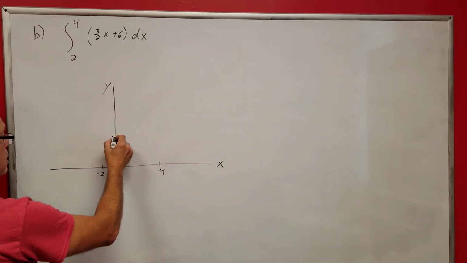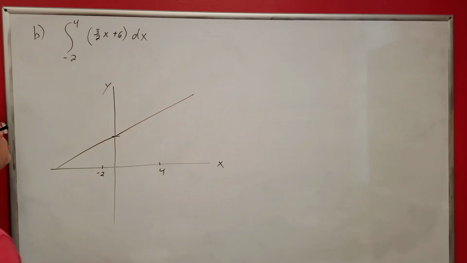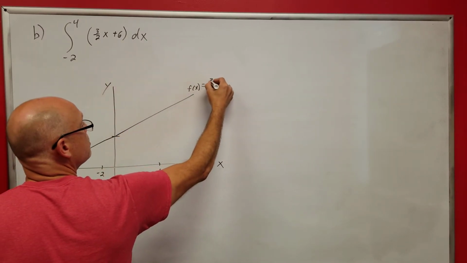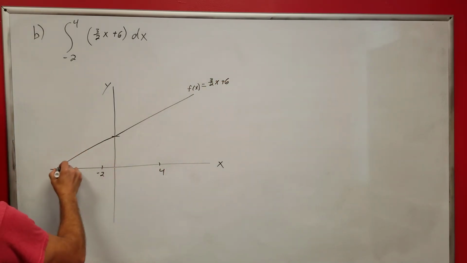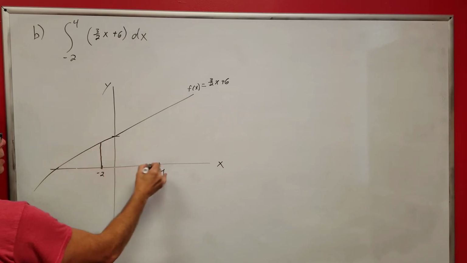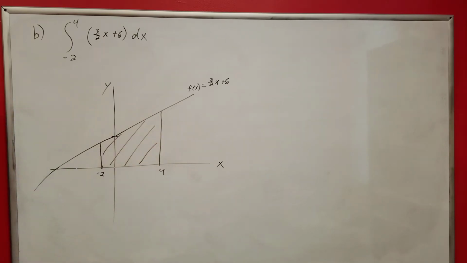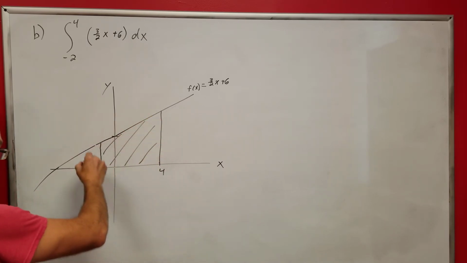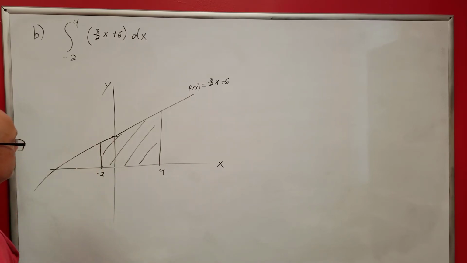So I know my line's going to do something like this, right? That's f of x is equal to 3 halves x plus 6. Now I want this area from negative 2 to 4 right here. So I want this area under my curve. Now, what is the height right here? Because this figure makes a what? Trapezoid again? So what is the length of this base right here, my trapezoid?